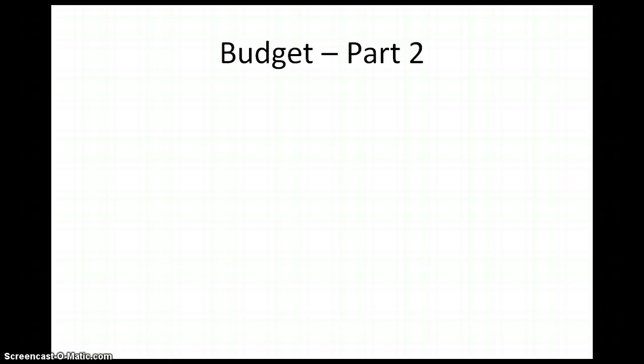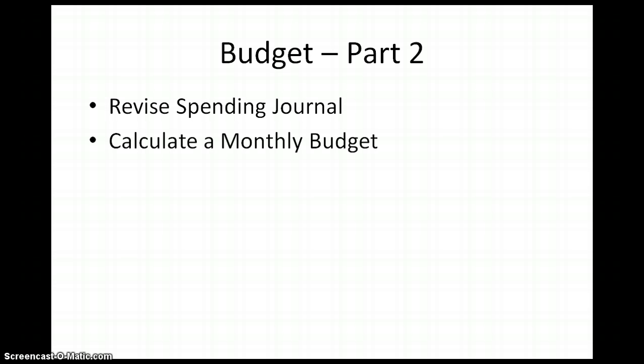Okay, hello again, gentlemen. Today we're going to revisit the budget project and we're going to do a few things. So first we're going to revise our spending journal. We're going to make sure that's all set and ready to use the information from there and add one or two more things to that. Second, we're going to create a monthly budget. We're going to include our income, whatever income you have, and look at the difference between fixed and variable expenses.